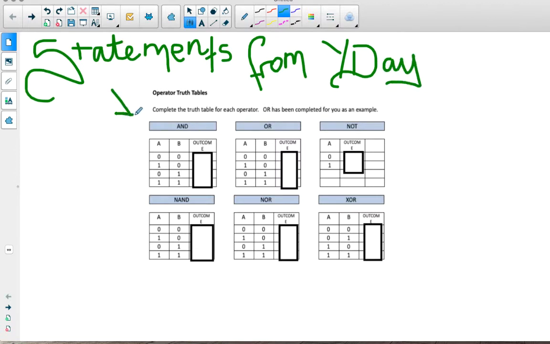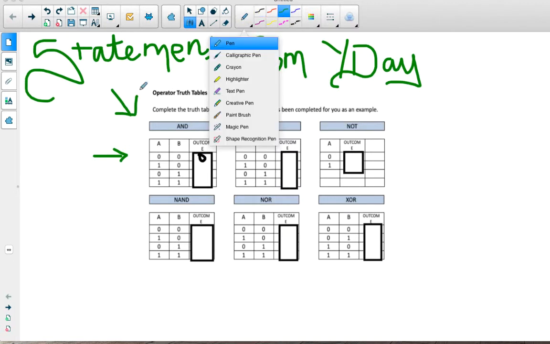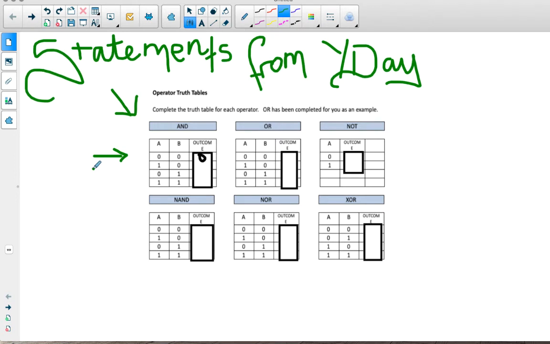So the AND gate. The things we know about the AND gate is when we have 0 and 0, we get a negative outcome. When we have a 1 and a 0, we have a negative outcome. Similarly, if we have a 0 and a 1, we have a negative outcome. In fact, the only positive outcome we have in an AND gate is when we have 2 1s together. So 2 positive 1s give us a positive outcome.